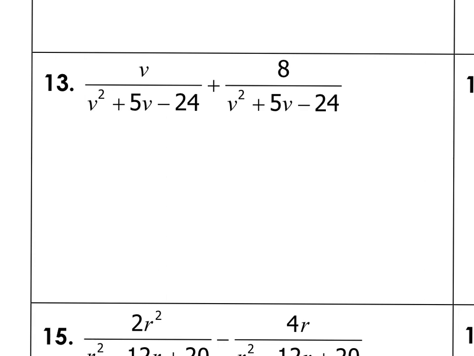Here we go. This is an addition problem, as you can see. We've got v plus 8 all over v squared plus 5v minus 24. Now we need to factor. The top doesn't need to be factored, so that is just v plus 8 all over.